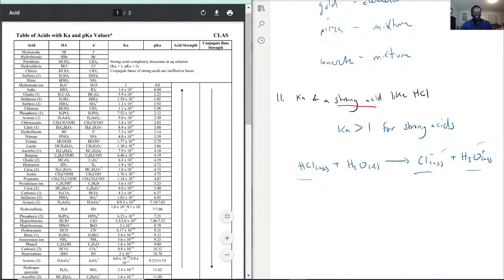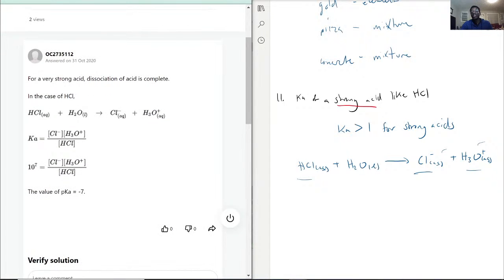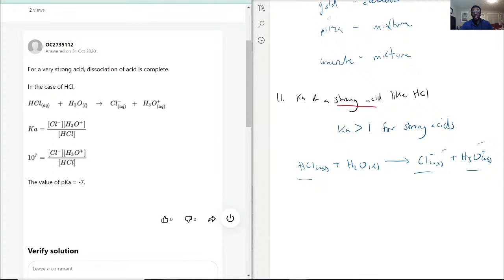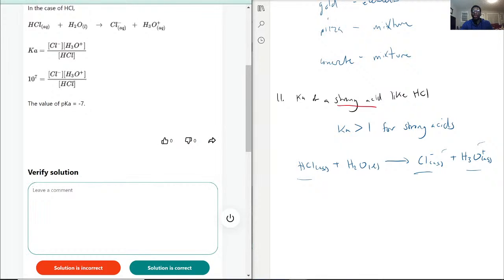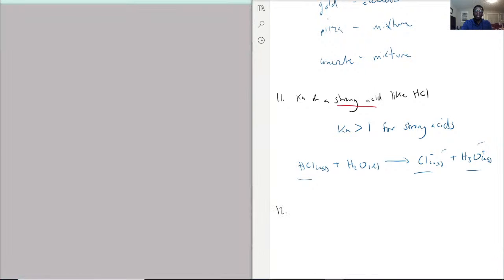To find the Ka value, you really have to just look at the literature, whatever they say, just because at a point when you go past 1, it doesn't really matter what your value is. It just pretty much signifies that when you're put in water, you're not staying together. That's what it means by complete dissociation. So let's move on to question 12 now.